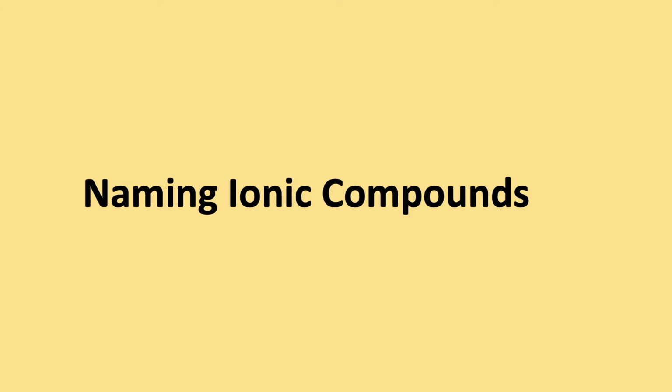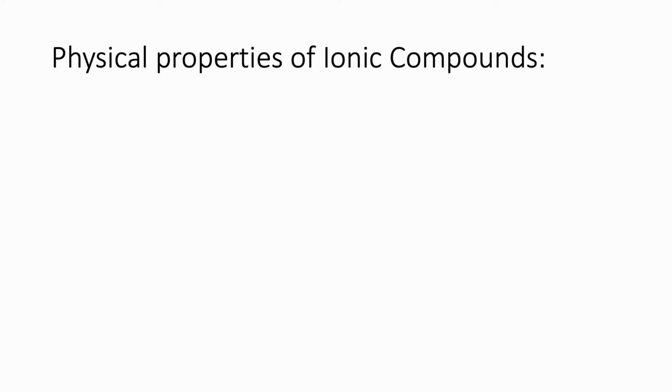Hi, today we're going to talk about naming ionic compounds. So as we mentioned in the last video, ionic compounds are formed when you combine a cation with an anion, and these are held together by the electrostatic force because they have opposite charges.